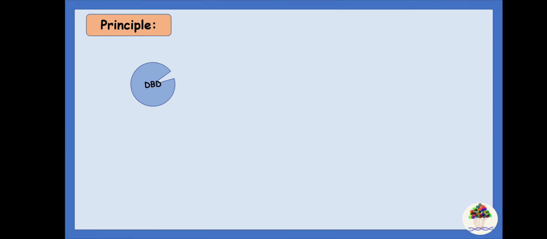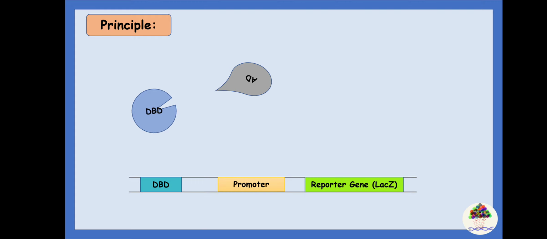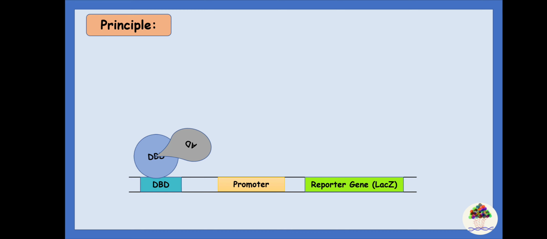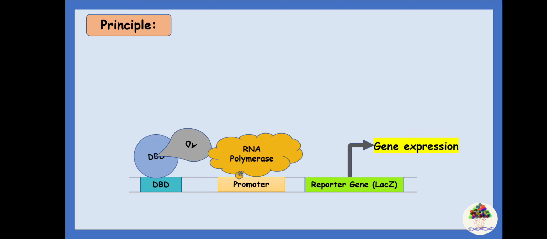Now the GAL4 transcriptional activator has two regions. One is the DNA binding domain and another is the activation domain. The DNA binding domain of GAL4 will bind with the DNA, and then the activation domain will bind to the DNA binding domain and activate the transcription. Then the RNA polymerase will be recruited, and that's why the gene will be expressed. The LacZ gene will be expressed because of RNA polymerase recruitment.